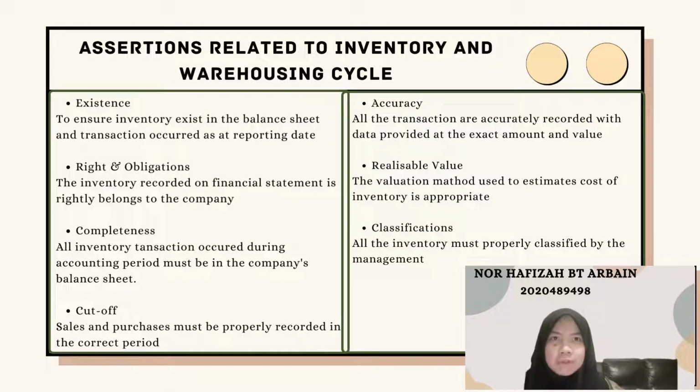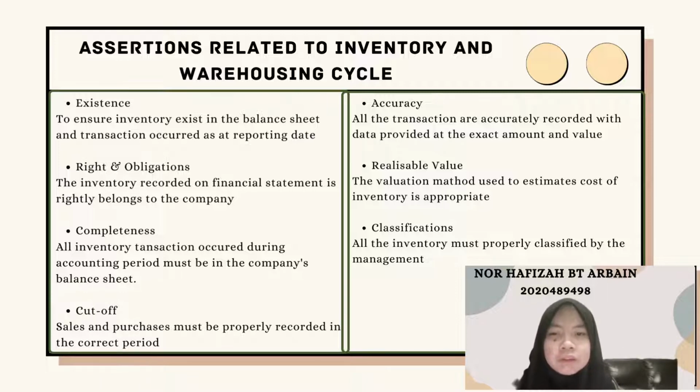The execution of the inventory and warehousing cycle and their audit objectives. First is existence, to ensure whether the inventory on the balance sheet generally exists and if the inventory transactions occurred as the reporting data. Rights and obligations, to ensure that all inventory recorded in the financial statements rightly belongs to the company. Completeness, to ensure that all inventory transactions that occur during the accounting period are included in the company balance sheet. Cut-off, to ensure that sales and purchases are properly recorded in the current period.